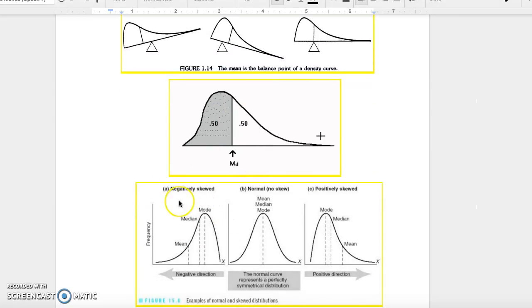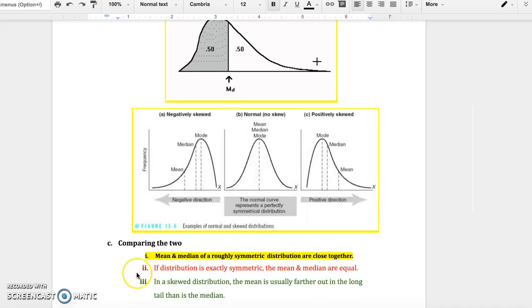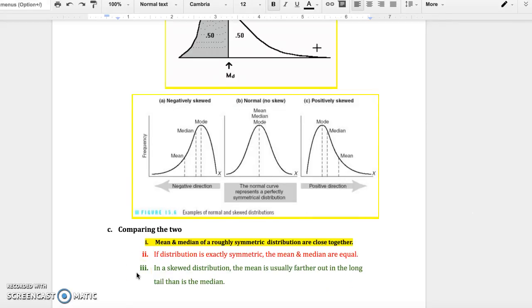Sometimes you hear people say negative skew for skew left, because the mean gets reduced to a smaller number. You could also hear positive skew. We'll look a lot as the year goes on at this normal curve and how that can help us learn more about data. In a perfectly symmetric distribution, the mean and the median would be equal. In a normal distribution, that also equals the mode. If they're roughly symmetric, then they're close. The skew pulls the mean in that direction.